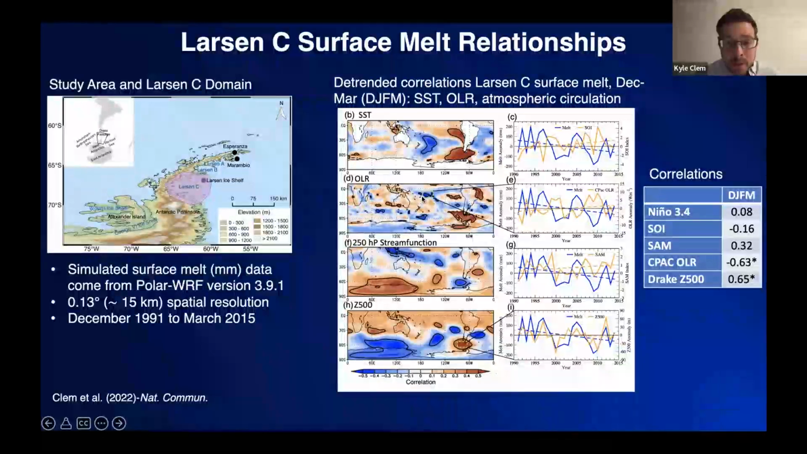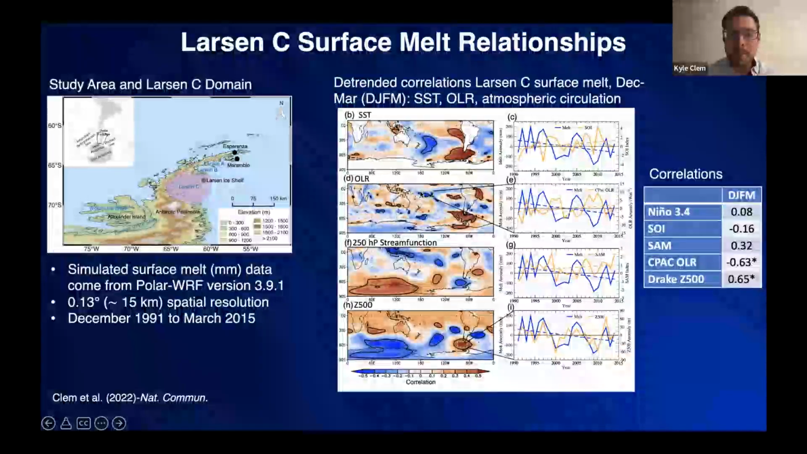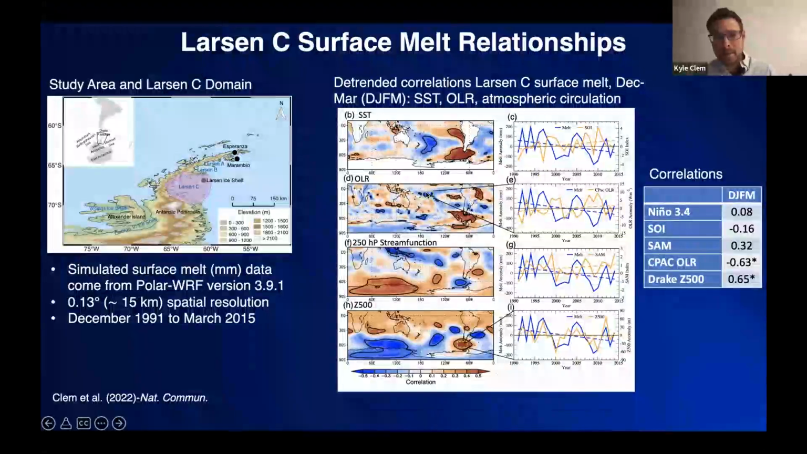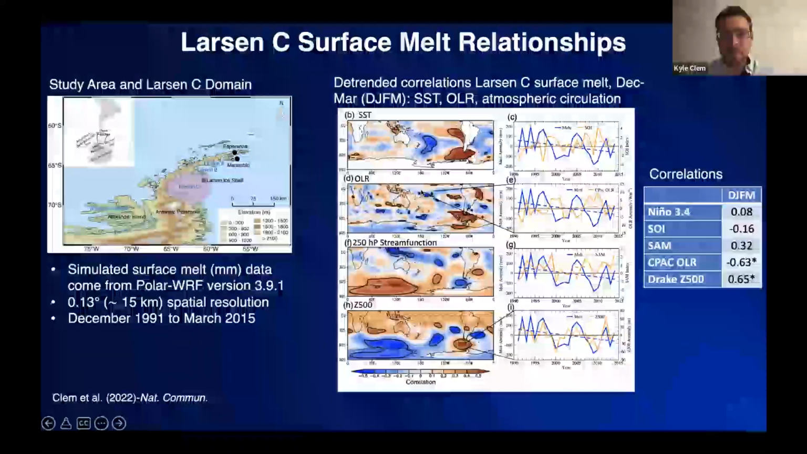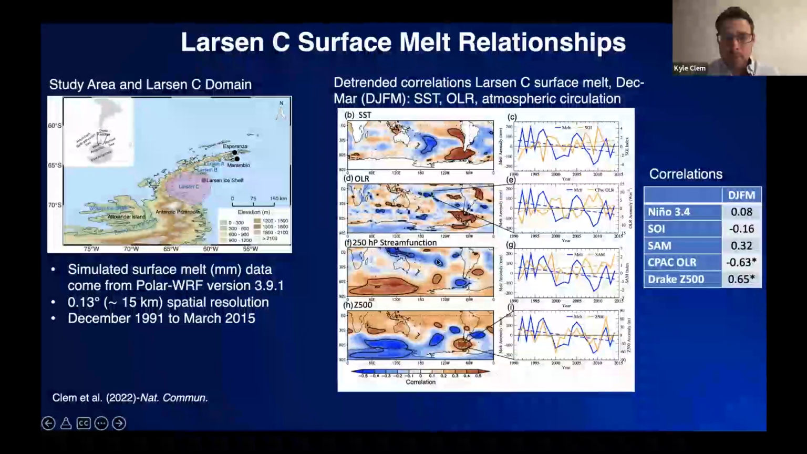The correlations with outgoing longwave radiation were intriguing because we found that although we don't see a significant relationship with sea surface temperature, we do with enhanced deep convection here on the eastern edge of the South Pacific Convergence Zone. And correlations with the stream function field and the 500 height field revealed a Rossby wave-like feature emanating from the central tropical Pacific near this enhanced convection.